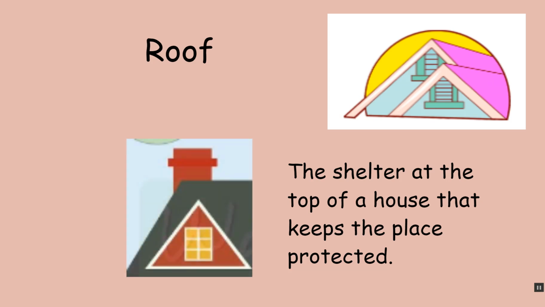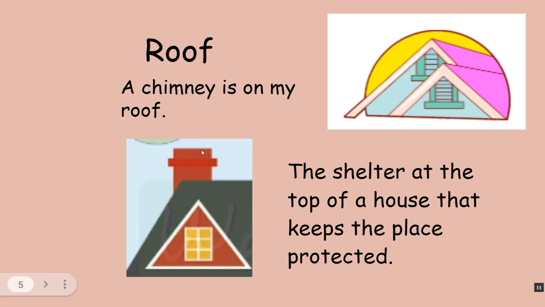There's another roof. A chimney is on my roof. The chimney is the bit at the top. A chimney lets the smoke out. If you had a fire long ago, my house does not have a fire anymore. It's got central heating with an electric fire. But a long time ago, this house did have a coal fire, and that's why it has a chimney on my roof.